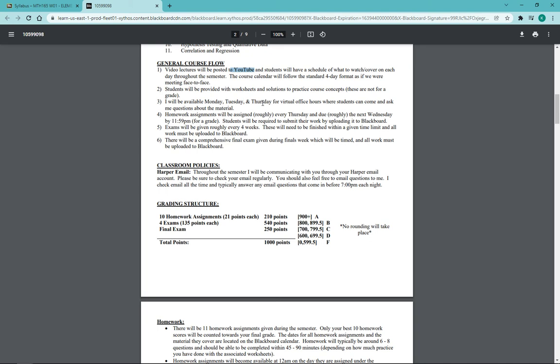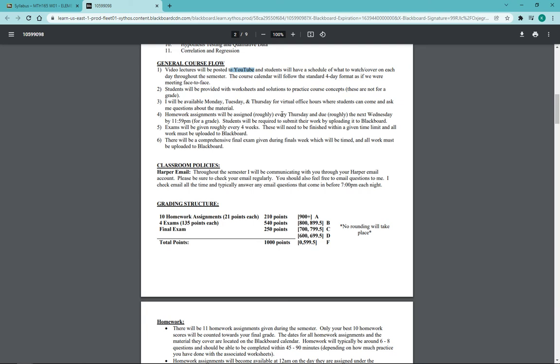So on Monday, Tuesday, and Thursday, I'm going to have office hours at those specified times, and you can go ahead and pop into those. There's no appointment necessary, and we can ask questions and talk about the content and make sure that we understand things. Then we're going to have homework assignments.